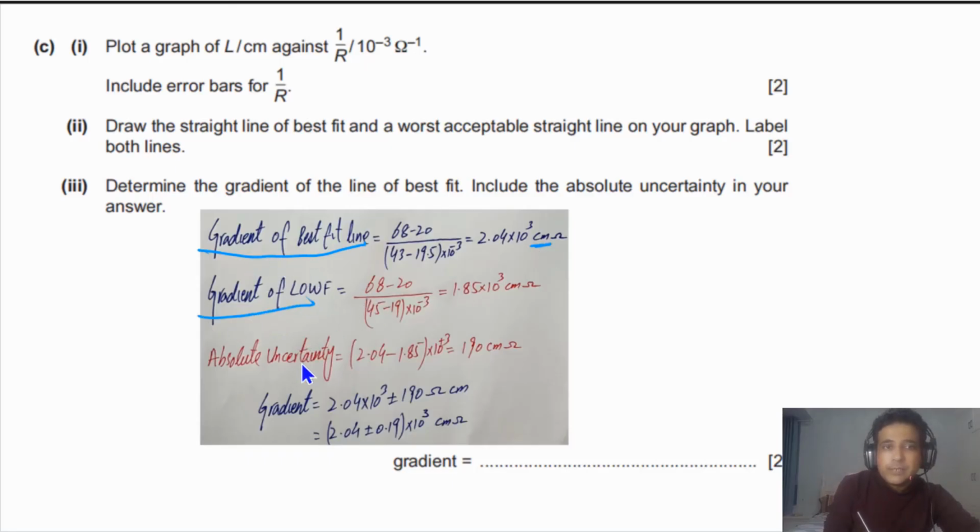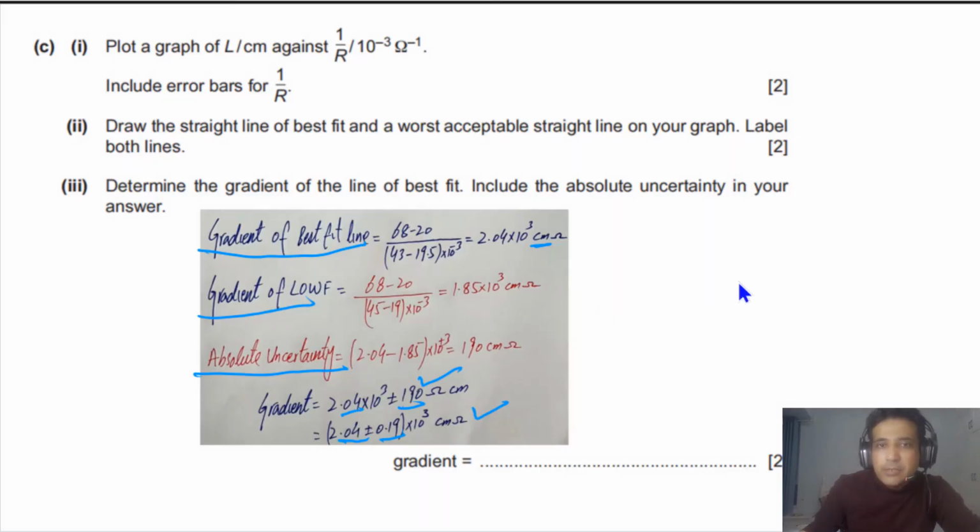That is the difference between these two gradients. The difference also has to be always positive. So you can write down your answer in this form, or you can write down your answer in this form. They have the same number of dp, so you can write down in this form, or in this form. So this is acceptable. Now let's go to the next part of the question.